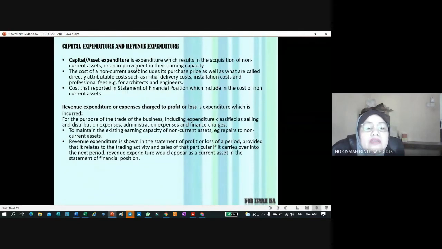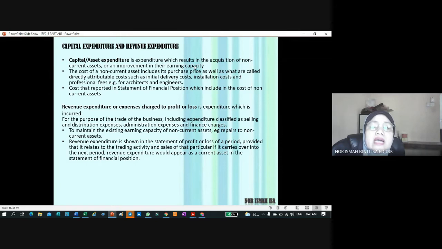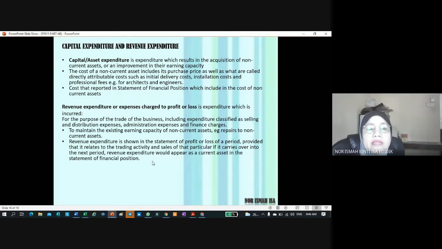Katakan building tu sebelum tu harga dia 1 million, tapi tahun ni kita buat renovation, the renovation is let's say 500,000. So this year you put a record for 500,000 in that building. So the building now, the cost is increased from 1 million to 1,500,000. This is it. We call the improved earning capacity. Boleh faham? Okay.